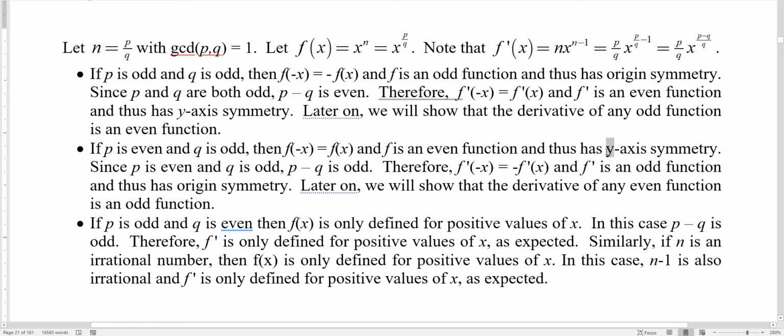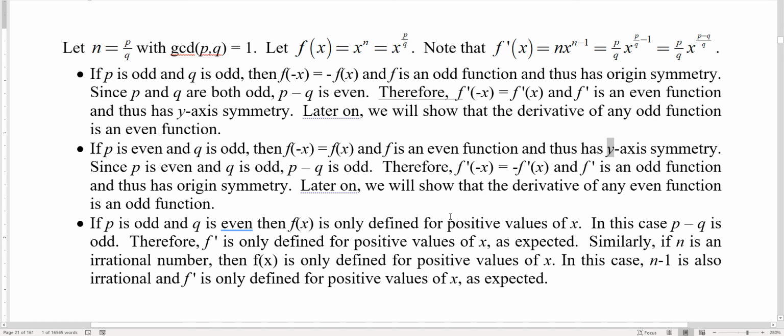Since p is even and q is odd, p minus q is odd, and so f prime is now odd over odd. That means f prime of minus x is the opposite of f prime of x, and f prime is an odd function, which has origin symmetry. Again, later on we'll show that the derivative of any even function is an odd function.